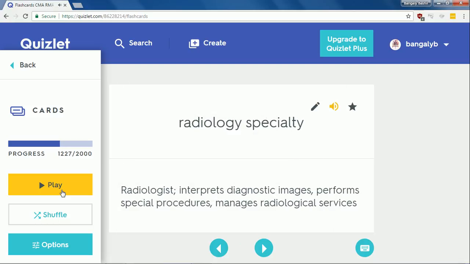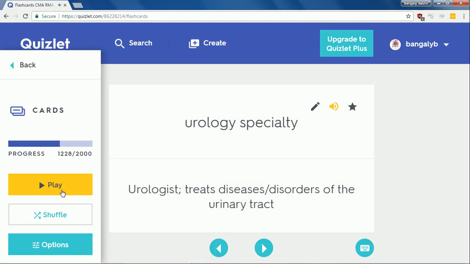Radiology specialty. Radiologist interprets diagnostic images, performs special procedures, manages radiological services. Urology specialty. Urologist treats diseases and disorders of the urinary tract.